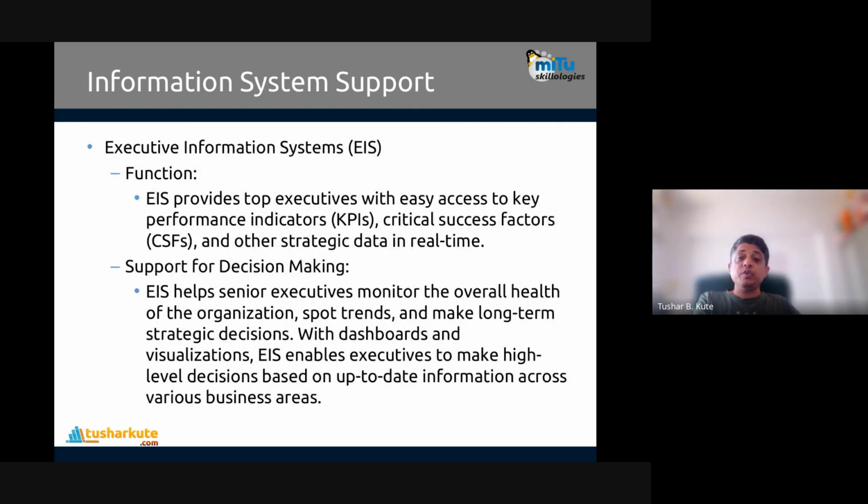Then EIS, executive information system, where top-order executives of companies will have access to the data and information, and using that they make an informed decision. So EIS provides top executives with easy access to key performance indicators, KPIs, and critical success factors. There's one more term, CSF, we use. With the help of it, successful outcomes are definitely possible. So we support decision making by maintaining the overall health of the organization, finding the trends, and making long-term strategic decisions based on it.